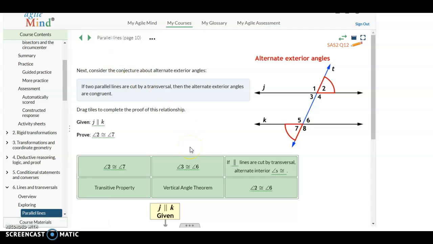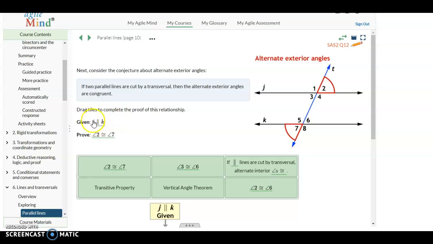We're going to look at alternate exterior angles. So 3 and 6 were alternate interior because they were inside the parallel lines but on opposite sides of the transversal. Now we're looking at 2 and 7. They're still on opposite sides of the transversal. 7's on the left, 2's on the right, but now they're outside the parallel lines. So 2 is above line J and 7 is below line K. So they're outside the parallel lines.